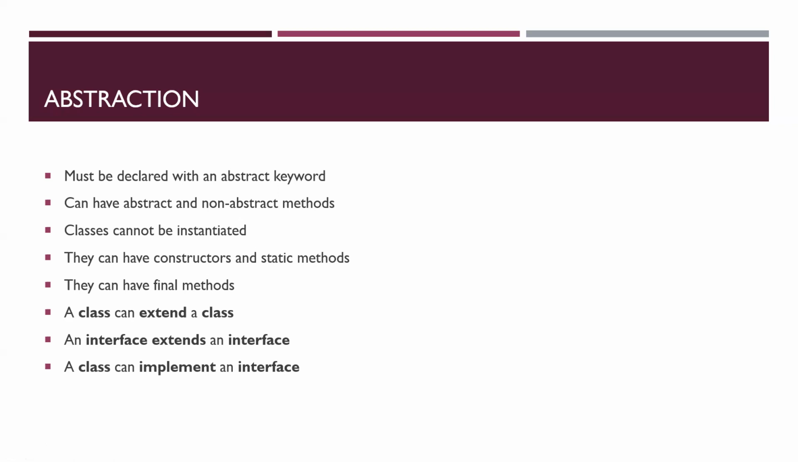Meaning, how do you instantiate a class? You create a class object name equal to new class. This is called class instantiation. So if you declare your class as abstract, you cannot instantiate the class. They can have constructors and static methods, they can have final methods, and a class can extend a class, an interface can extend an interface, but a class will implement an interface.